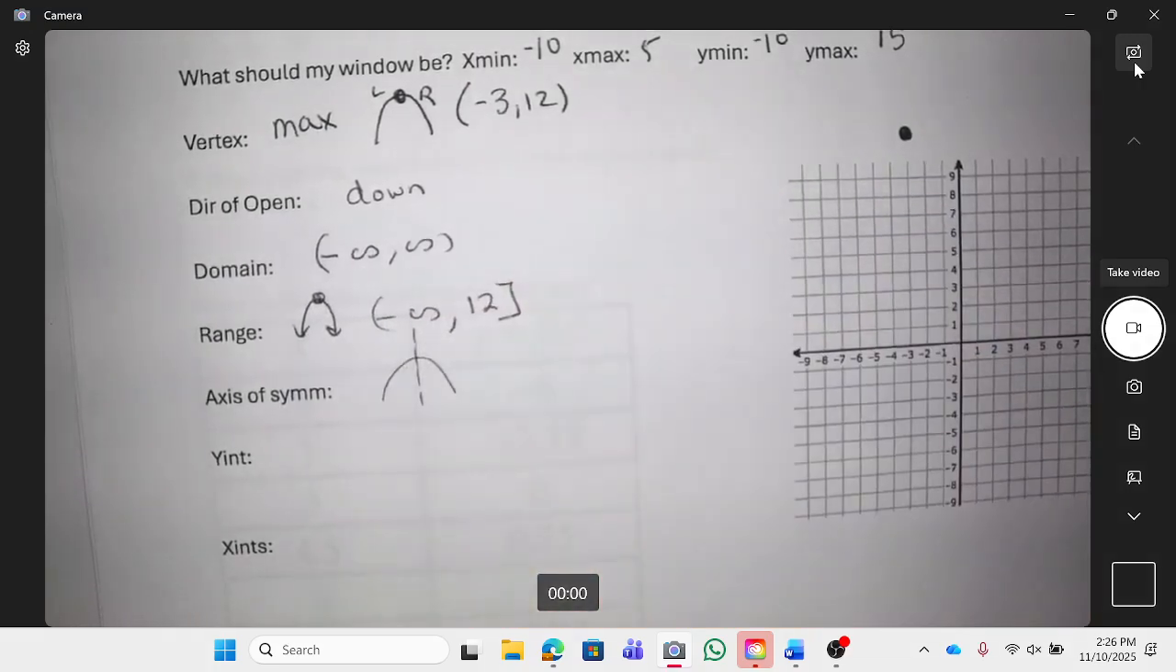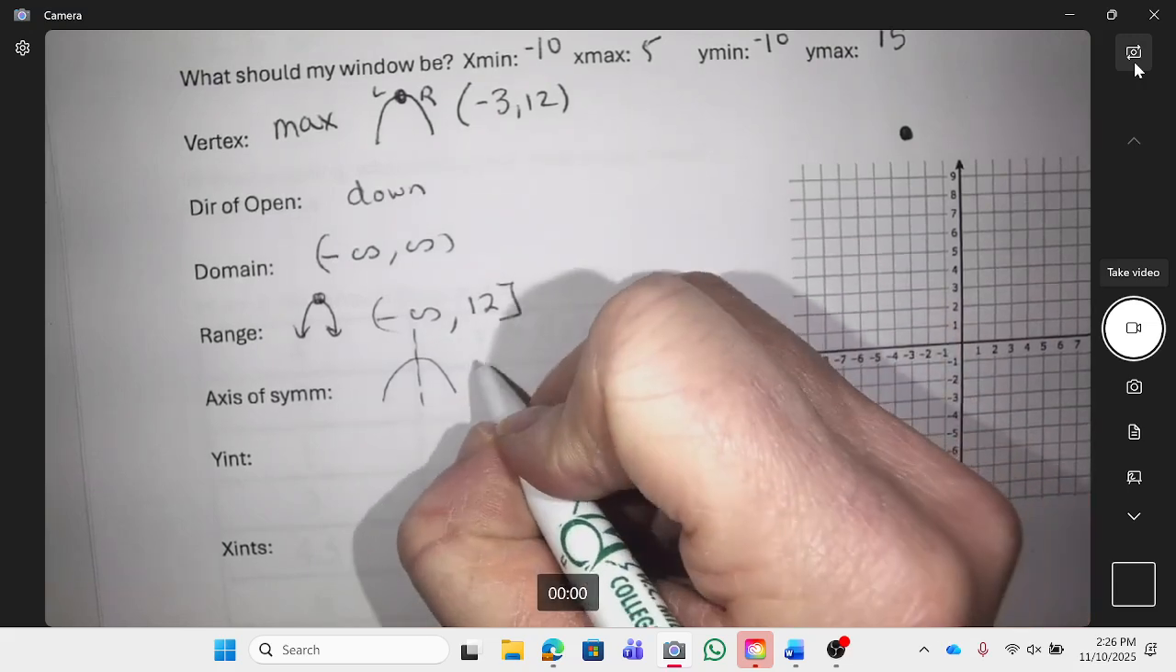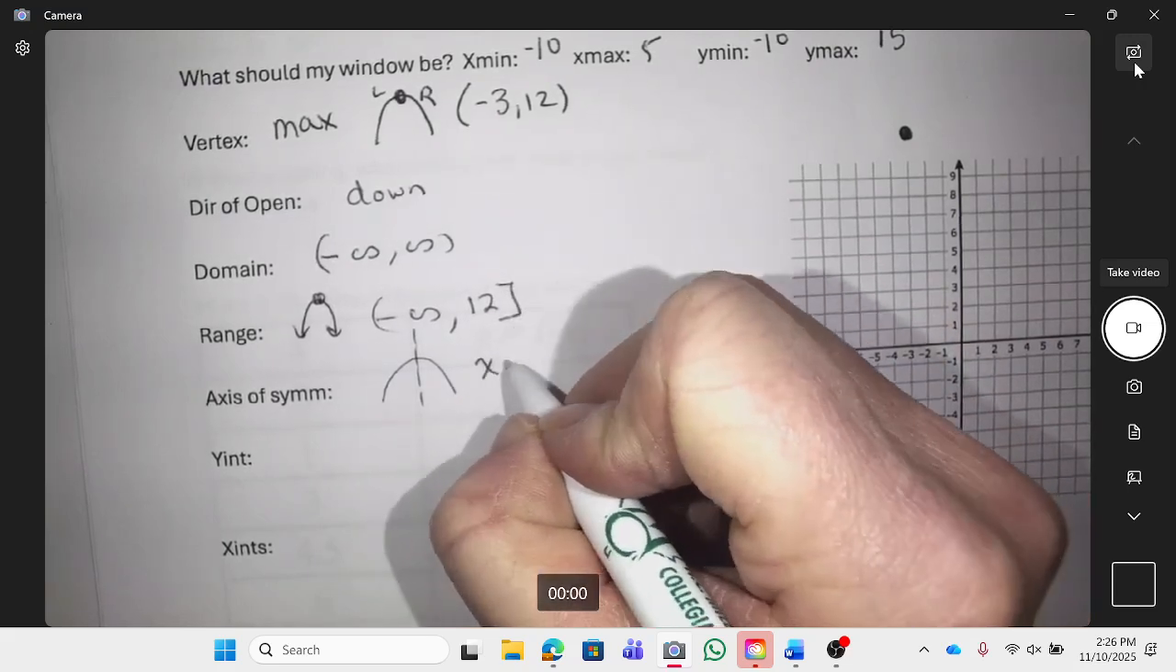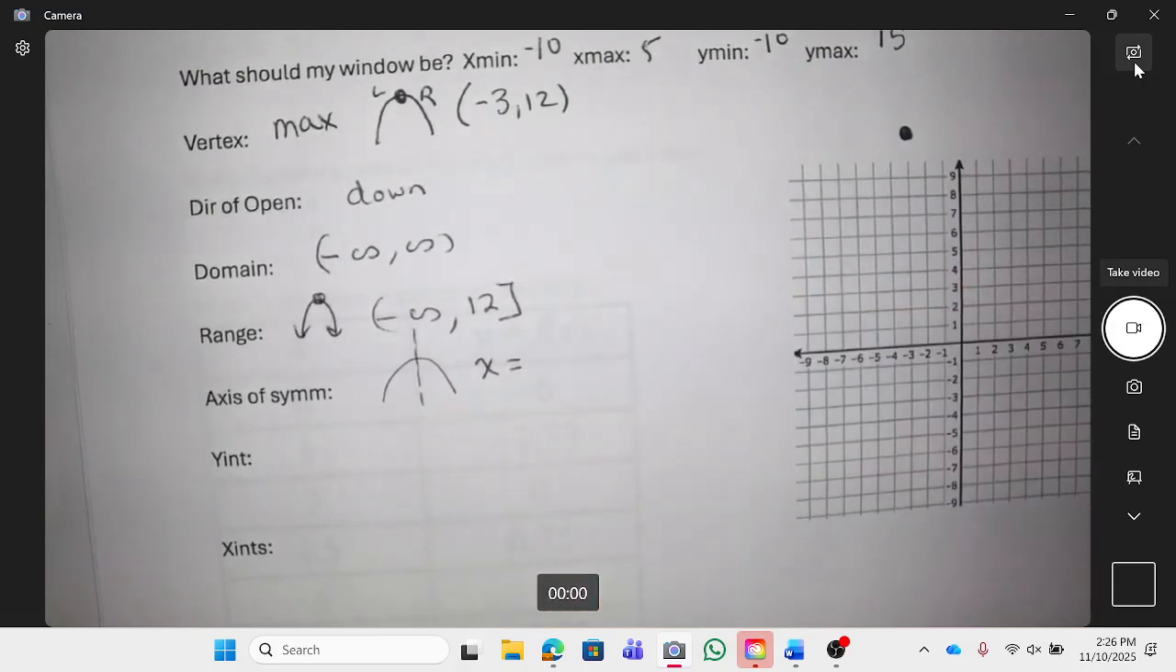Axis of symmetry, remember when we cut it through the middle? And how do you make a vertical line? We have to write an equation of x equals. Please don't forget that. Which x value will I cut right through on my travel? -3 is the x value.